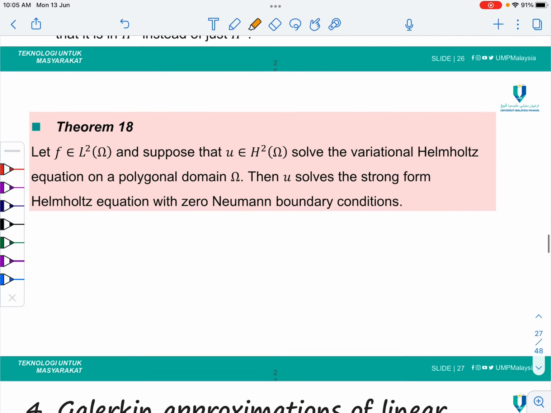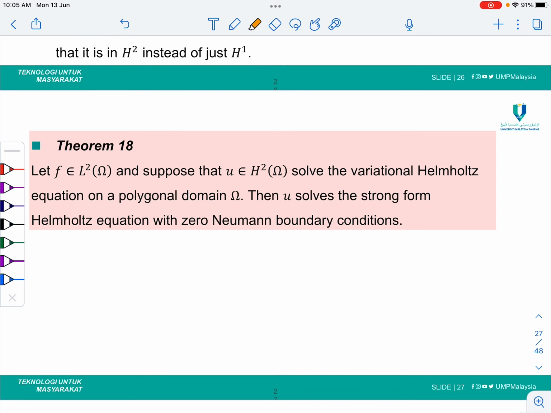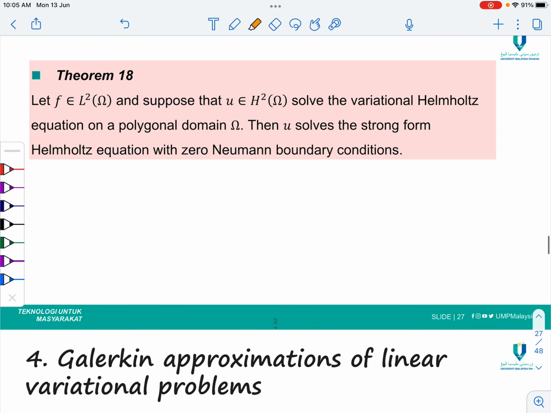Next, we will learn about the Galerkin approximation of linear variational problems in the next video.